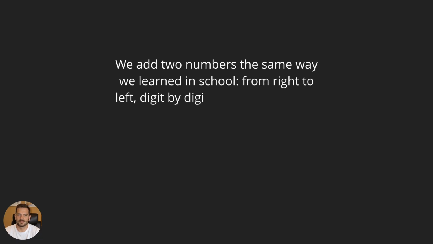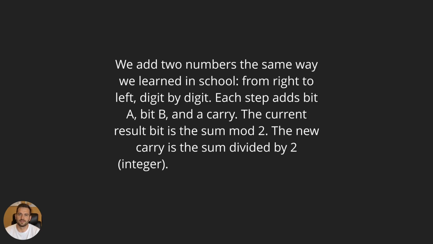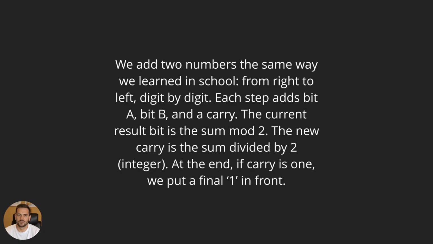We add two numbers the same way we learned in school, from right to left, digit by digit. Each step adds bit a, bit b, and a carry. The current result bit is the sum mod 2. The new carry is the sum divided by 2, integer. At the end, if carry is 1, we put a final 1 in front.